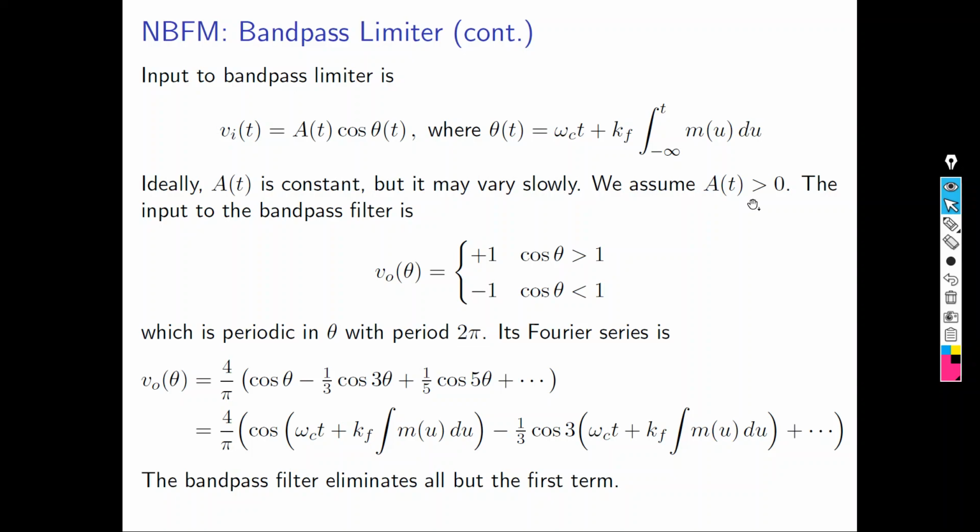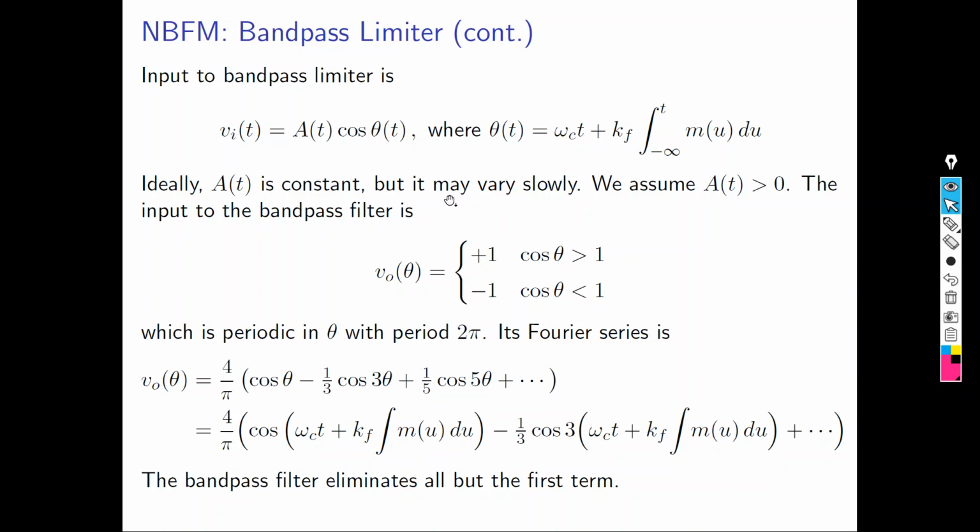We assume A(t) is greater than 0, and we use this formula. If cosine theta is greater than 0, we put it +1. If it is less than 0, -1. And this formula is periodic in theta with period 2 pi. If you find the Fourier series, you will find out that it can be written in this form. You just substitute the values, and you end up getting this final formula.